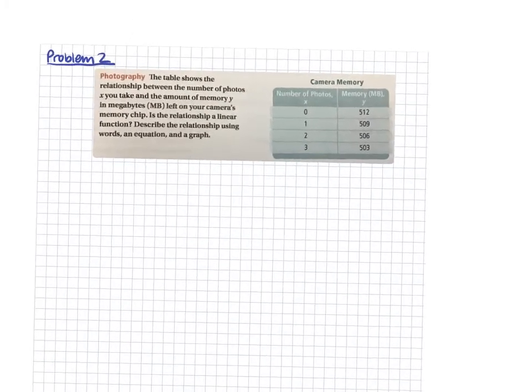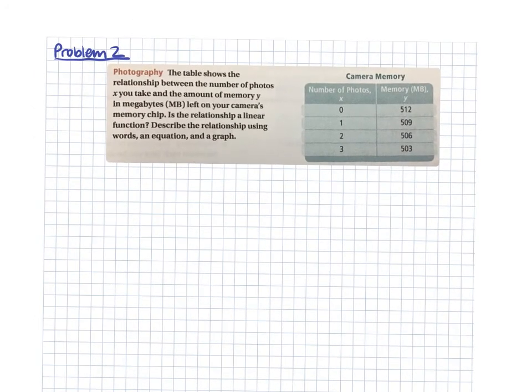Okay, so here is our next problem. This table shows a relationship between the number of photos, x, that you take, and the amount of memory, y, left on your camera's memory chip. Back in the day, there were cameras like that, and phones do the same thing. Every time you take a picture, you have less memory on your phone. Is the relationship a linear function? Describe the relationship using words, an equation, and a graph.